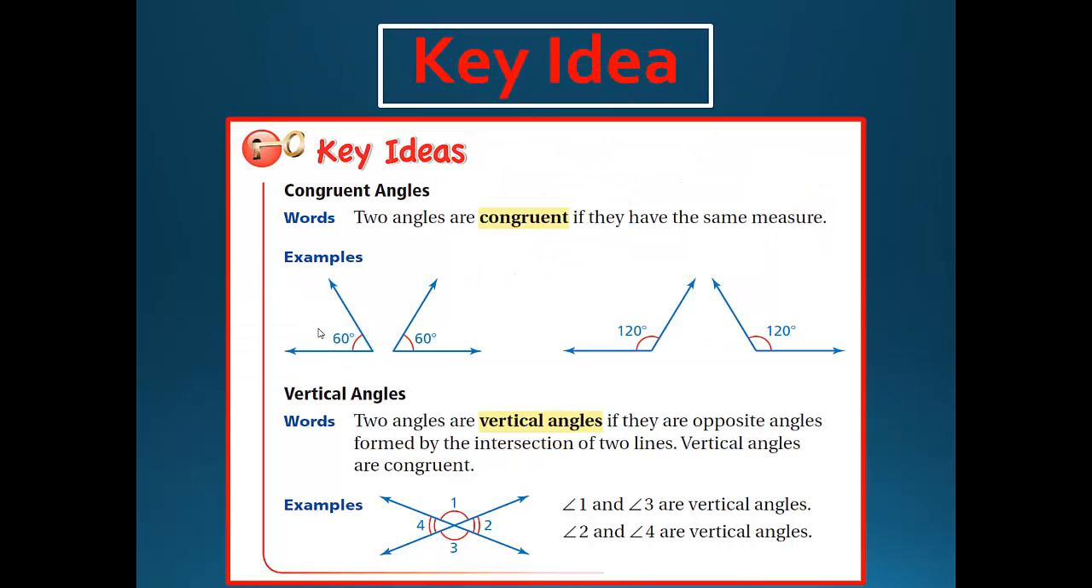Now we're at another key idea. Two angles are congruent if they have the same measure. For example, the first two angles here would be congruent because they both equal 60 degrees, and these two angles both equal 120 degrees.